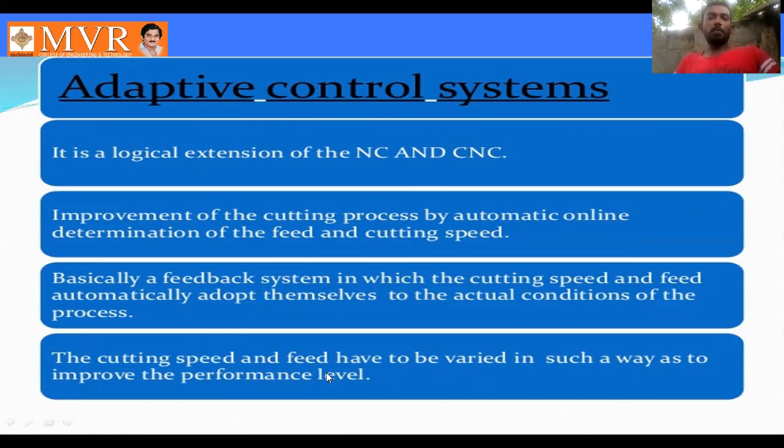So the speed and feed will be added. Why? Because to implement the performance level. That is one of the major advantages of adaptive control systems. So this is the basic introduction to adaptive control systems.